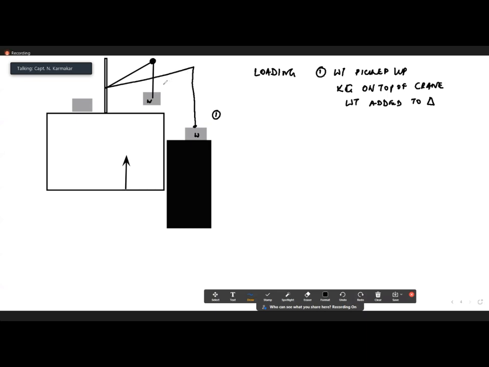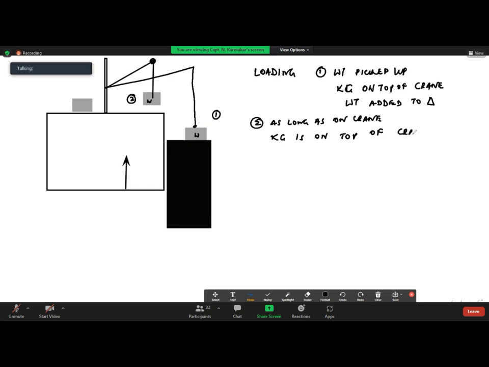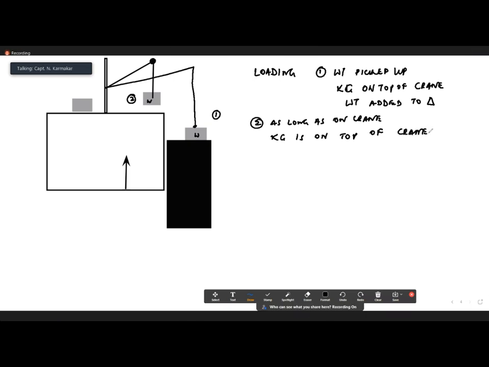Then at some point, it is going to slowly come and turn on the ship, and as long as it is on the crane, we can say this one is an intermediate stage. As long as it is on the crane, KG is on top of the crane, or derrick, doesn't matter, top of the crane or derrick.